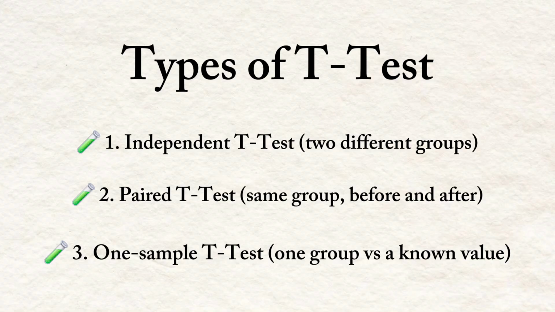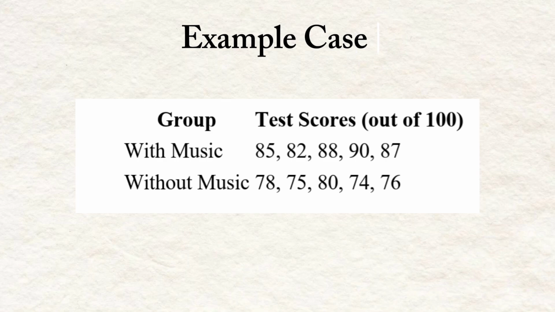Third, one sample t-test. One sample t-test is a statistical procedure used to determine whether the mean value of a sample is statistically the same or different from the mean value of its parent population from which the sample was drawn. For example, two groups of students, one studies with music, the other without music, and we want to know: is the music group's better average real or just random luck?